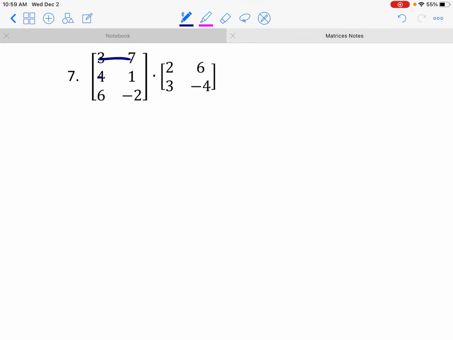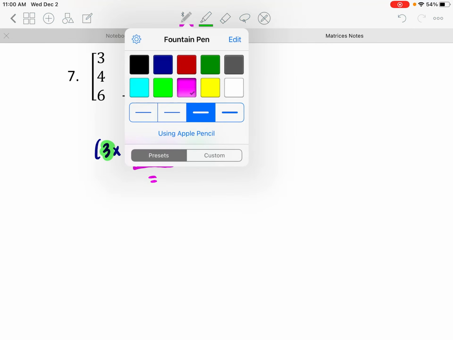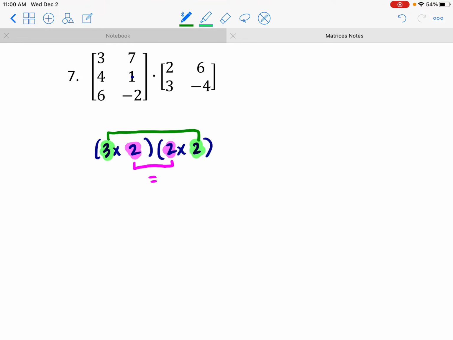Here we're looking at a 3 by 2 matrix, and then we're trying to multiply by a 2 by 2 matrix. So this is definitely going to be possible because the number of columns here equals the number of rows here. So since these two are equal, we can multiply, and our answer is going to be the number of rows here by columns here. So our answer is going to be a 3 by 2 matrix. That's our answer. So we're going to be, again, trying to find a 3 by 2 matrix, which is going to have 6 elements.